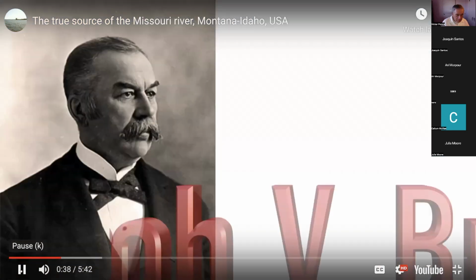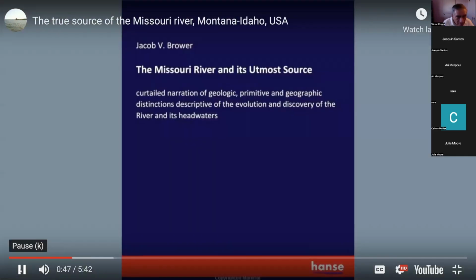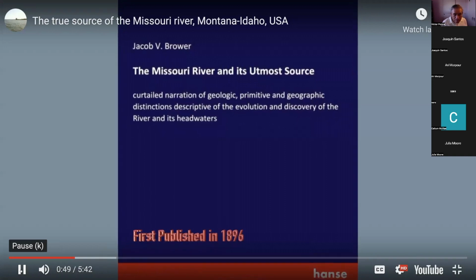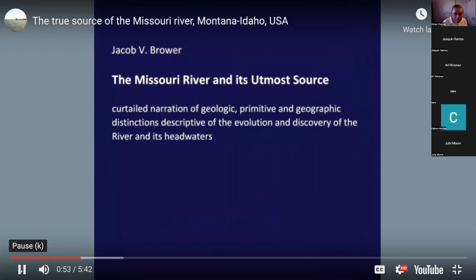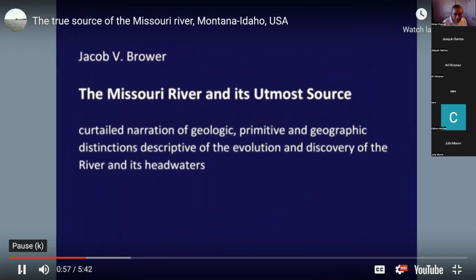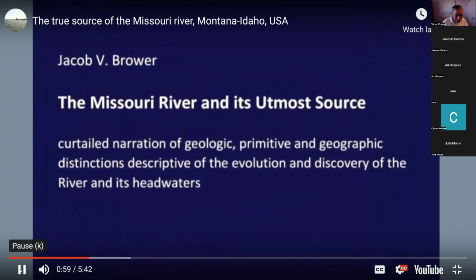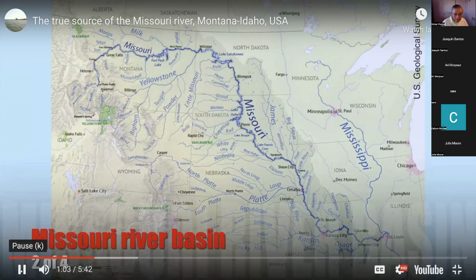The spring is named after Jacob V. Brower, who in 1896 declared it to be the source of the Missouri River in his book, The Missouri River and Its Utmost Source. However, the name Brower Spring is not listed as an official name on the Geographic Names Information System maintained by the U.S. Geological Survey.